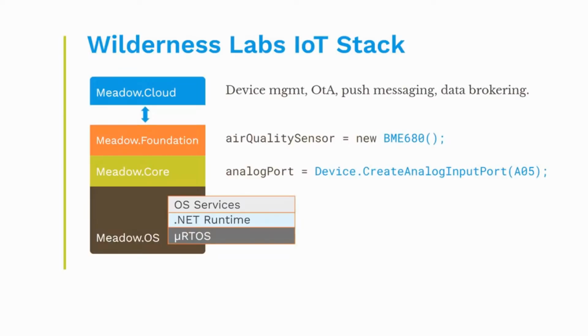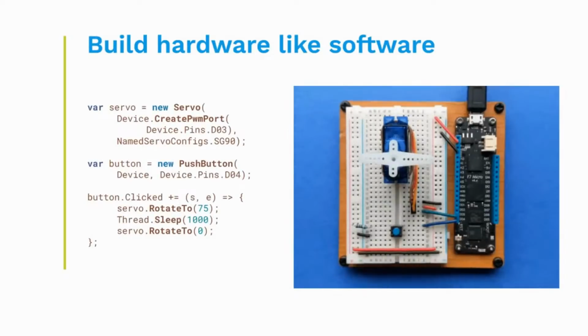So it does all that cool, complex real-time OS stuff on the bottom, but Meadow puts these layers on top of it, so you don't have to learn real-time OS programming. You use your .NET skills using the Meadow stack to build pretty fantastic hardware applications. So build hardware like software.